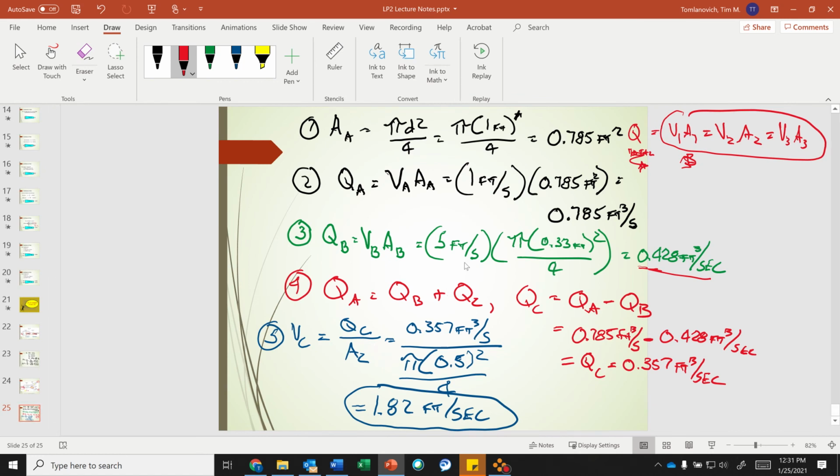I do believe that is it for my lecture here. The homework is listed in Blackboard, so work on these problems. It's a fairly simple concept: Q in equals Q out, and Q equals velocity times cross-sectional area.